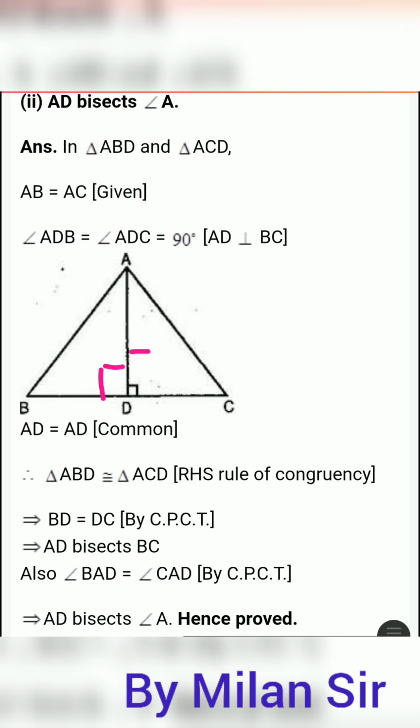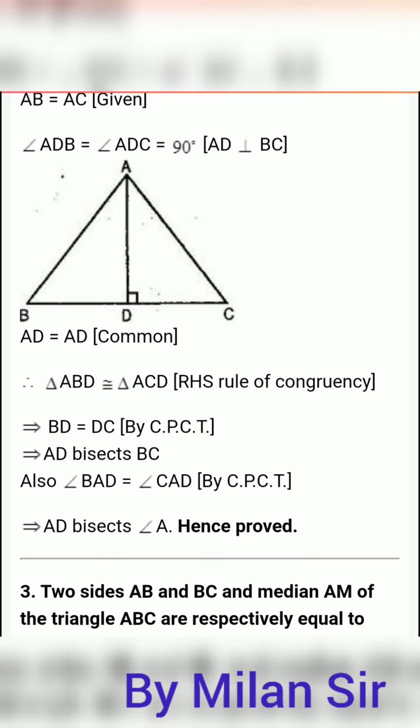In both the triangles one angle is 90 degree, this is the common side, and one hypotenuse is equal because it is an isosceles triangle, so AB is equal to AC. So by using RHS criteria, we can say that ABD is congruent to triangle ACD, and by using CPCT, we can say that BD is equal to CD, and angle BAD is equal to CAD. Now if BD is equal to CD, we can say that AD bisects BC, and if these two angles are the same, we can say that AD bisects angle A. Hence proved.